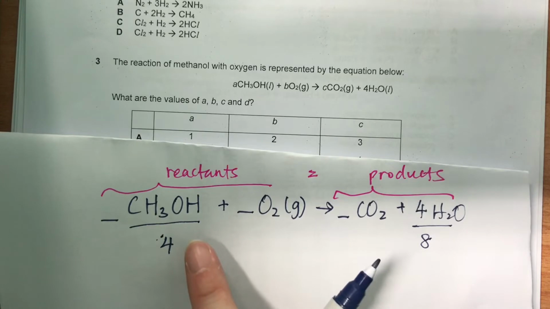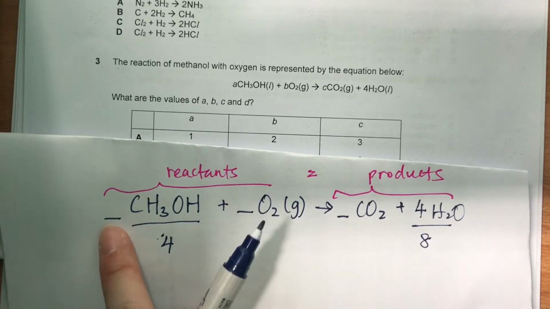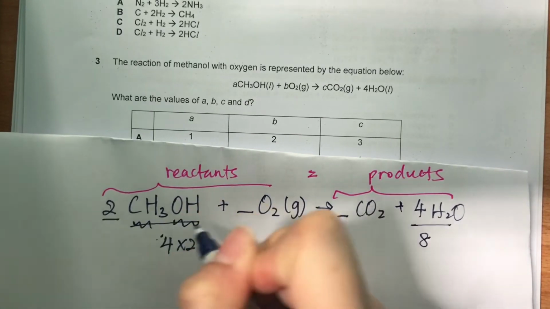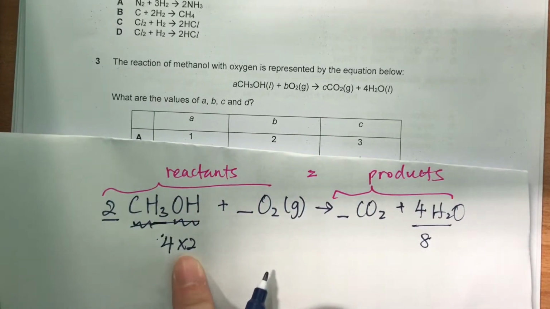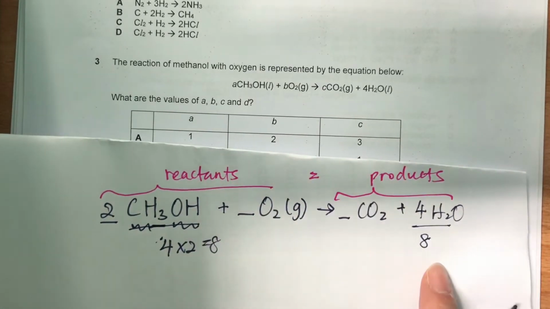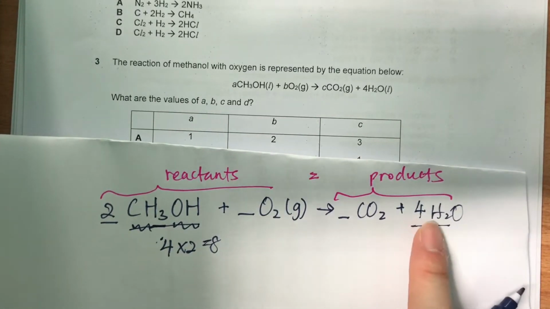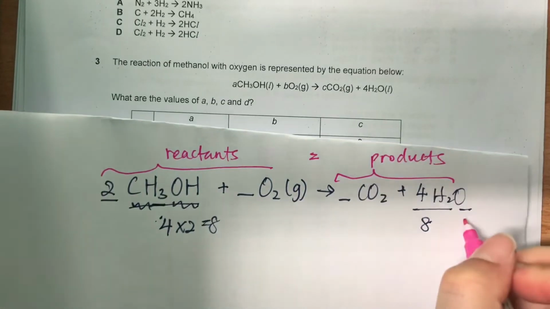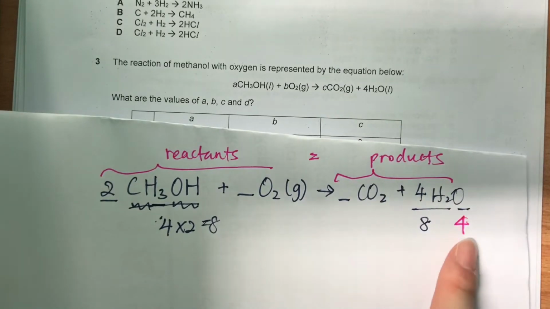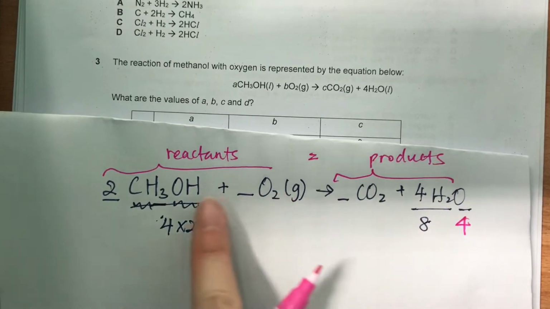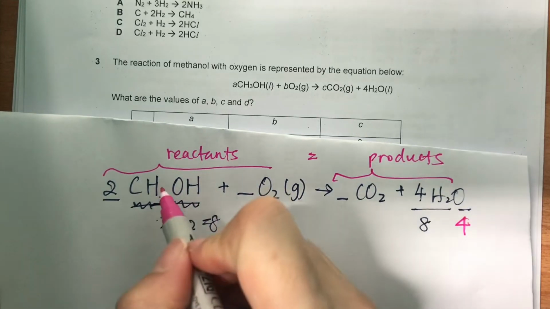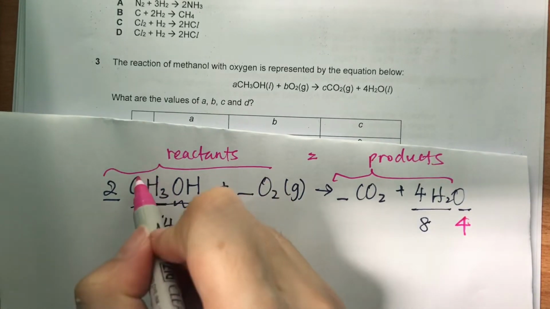So what we do is we can change the coefficient here to 2. When I do so, the number of hydrogen becomes 4 times 2, total of 8. Then this is balanced already. Now, oxygen is also given here as 4 oxygen. But you can see that there's oxygen in every molecule. If you're going to balance oxygen first, it's going to be very messy. So what we do here instead is we try to balance the other element, which is carbon.